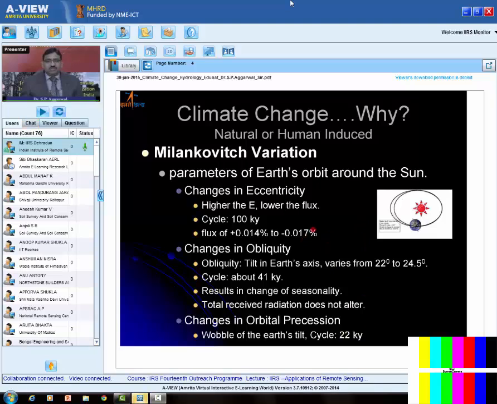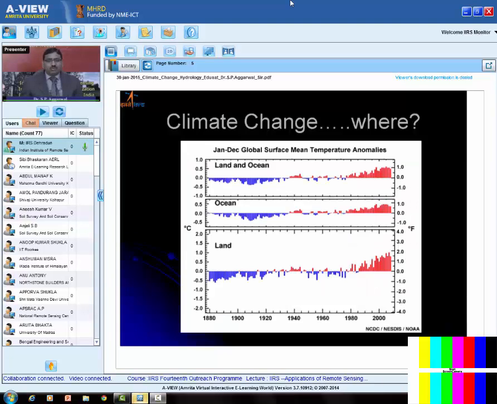So these are the three changes that occur, but the changes are so slow, they occur over thousands of years. So there is no need to worry about it, because human life is only 100 years. If you talk about 7 generations or 10 generations, maybe 200, 300 years. So we don't have to worry about it.